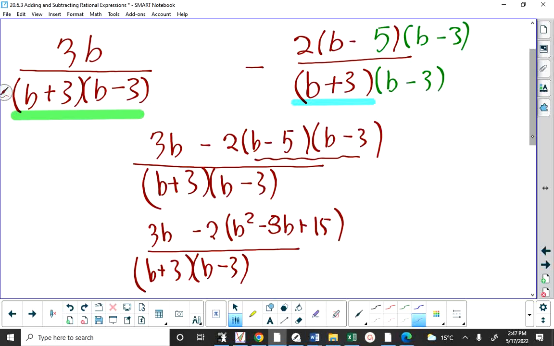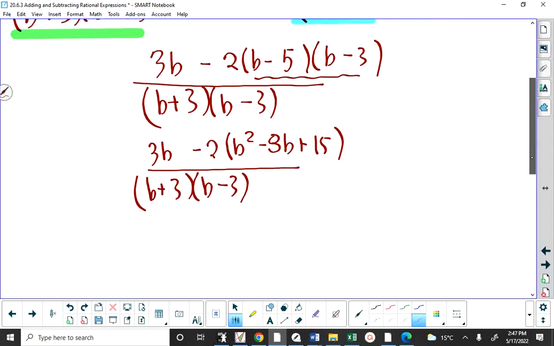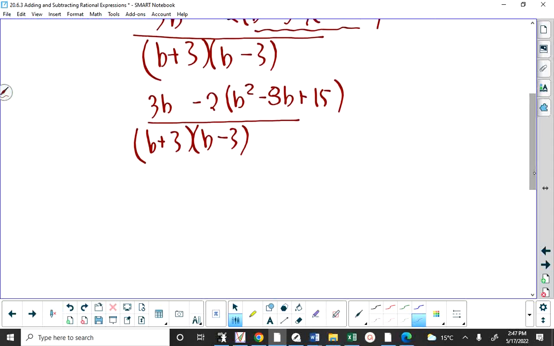b times b is b squared. b times negative 3 is negative 3b. b times negative 5 is negative 5b. So those come together to give negative 8b. And then the negative and the negative multiplied together to give you positive. 5 times 3 is 15. So we're getting close here with this one.